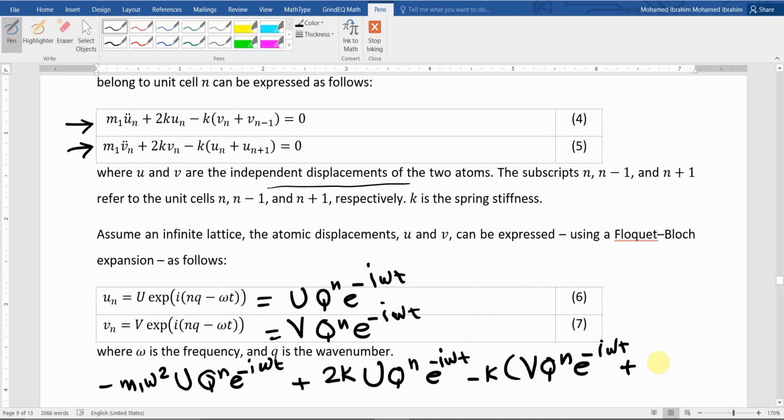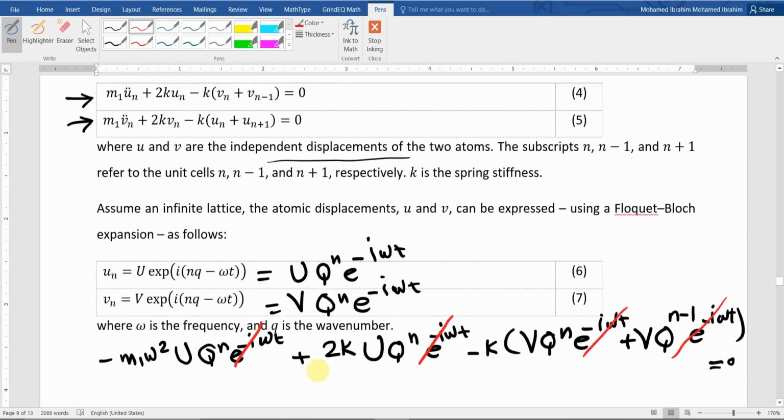So this is going to give us here V Qn negative 1 E negative I omega t, as we did above, equals 0. So this is going to give us the first equation. As you can see in the first equation, there are some common terms that can be cancelled, like this exponential term, this exponential term, this exponential term.